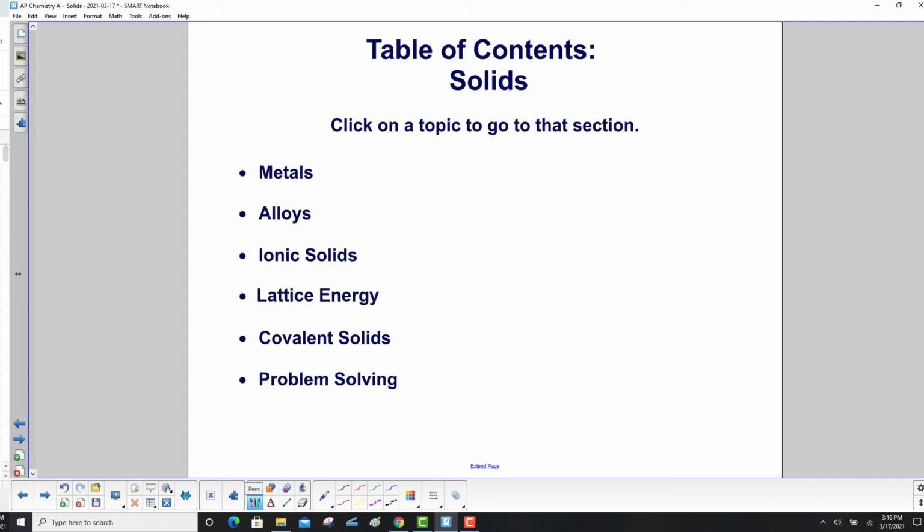Solids. The first solid we'll deal with will be metals. Then we have mixtures of metals or alloys, then going on to ionic solids, discussing lattice energy, then covalent solids, and finally a number of different free response problems that are totally solved.